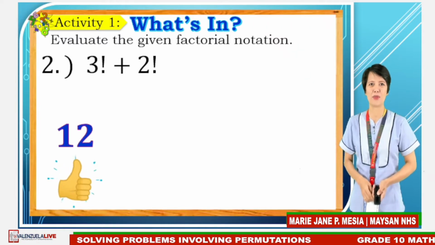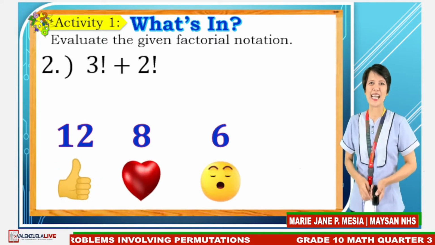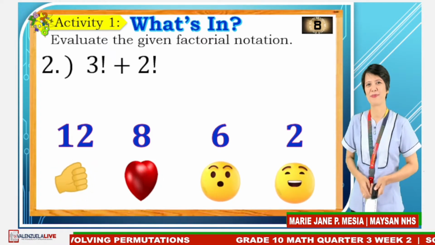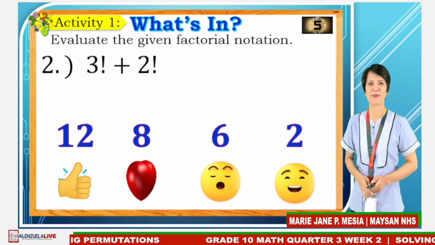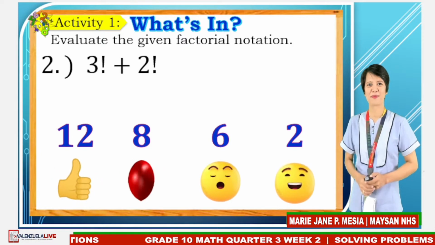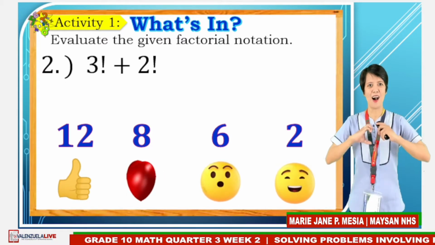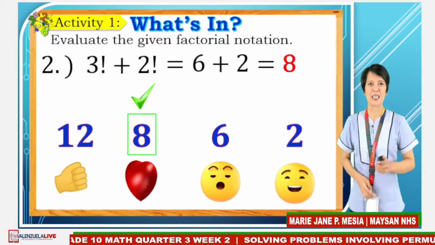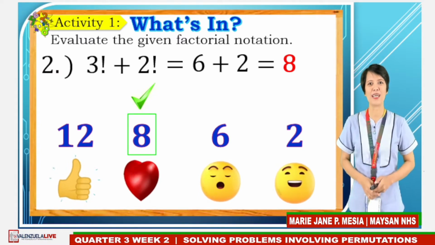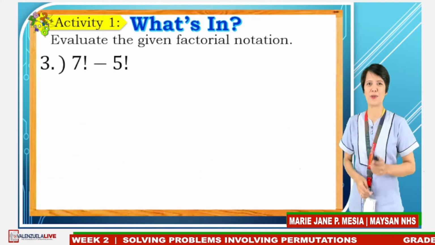Number 2, 3 factorial plus 2 factorial. In like emoji, we have 12. In heart emoji, we have 8. In wow emoji, we have 6. In haha emoji, we have 2. Okay, set the timer now. Okay, time's up. What is your answer? If your answer is heart emoji, you are correct. The value of 3 factorial is 6, added to the 2 factorial value, which is 2. The sum is 8.